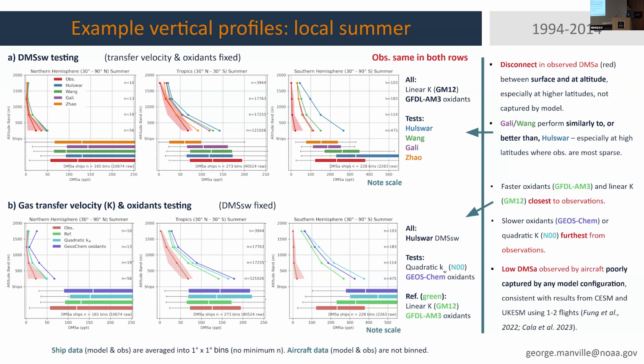However, we find that all model configurations are biased high relative to the low DMS observed by aircraft, regardless of the choices that you make on the seawater DMS, the transfer velocity, or the oxidants. And this is just the local summer months, but this is the case in all seasons and in all regions.